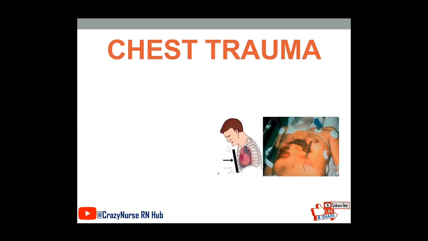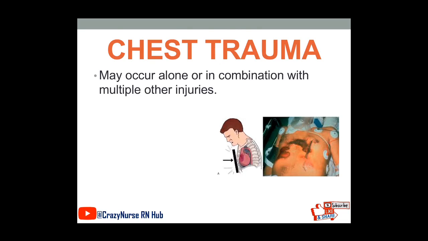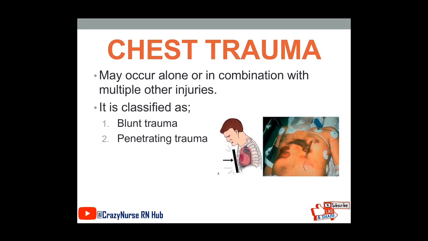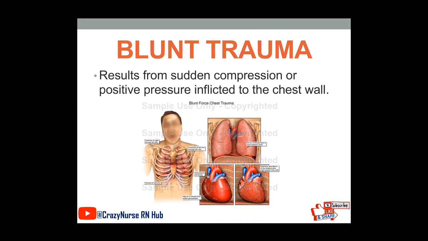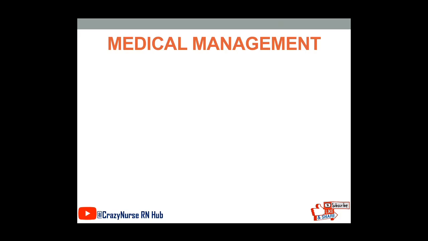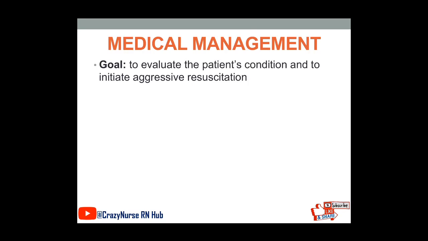Now let's proceed to chest trauma. It may occur alone or in combination with multiple other injuries, and it is classified as blunt trauma and penetrating trauma. Blunt trauma results from sudden compression or positive pressure inflicted to the chest wall. For the medical management, the goal here is to evaluate the patient's condition and to initiate aggressive resuscitation.